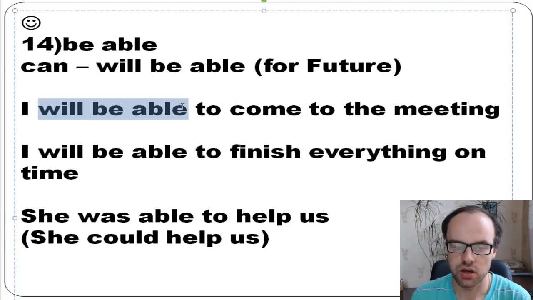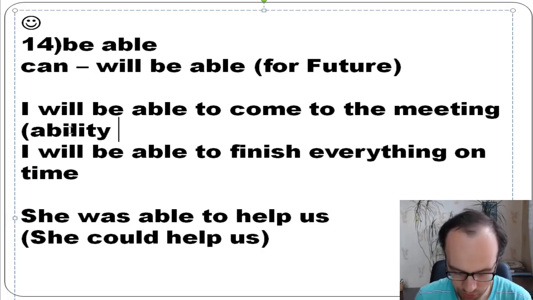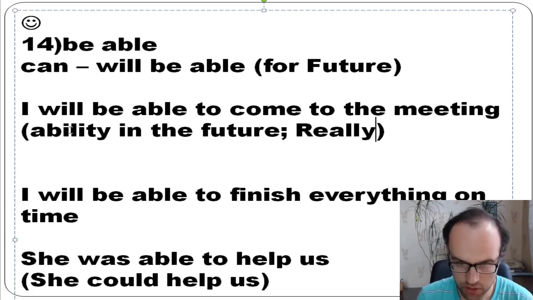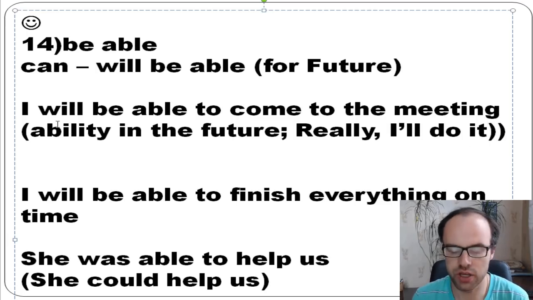So you can say I can come to the meeting, or I will be able to come to the meeting. So it's for future. It's our possibility, our ability in the future. It means that really, I'll do it.